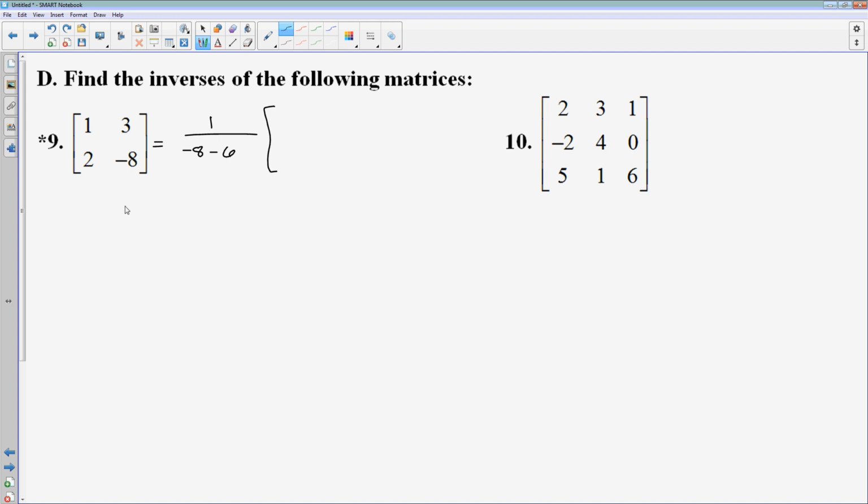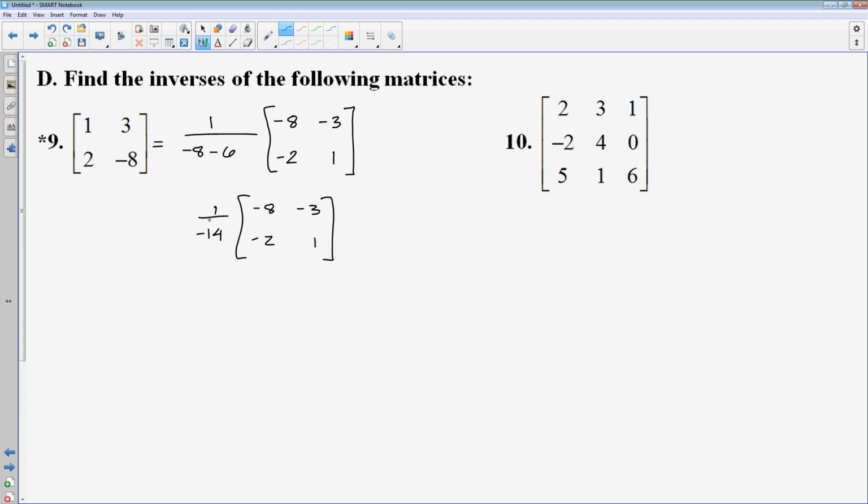times, and then we swap the position of the 2 going downhill. So instead of 1, -8, it's going to be -8 and 1. And then we change the signs of the other 2. So instead of +3 and +2, it's -3 and -2. -8 minus 6 is -14. So that's 1 over -14 times -8, -3, -2, 1.